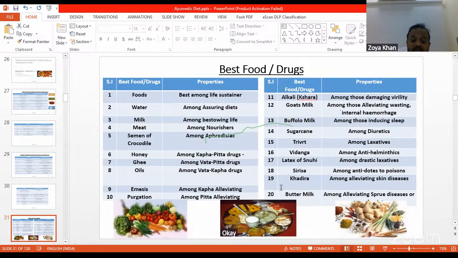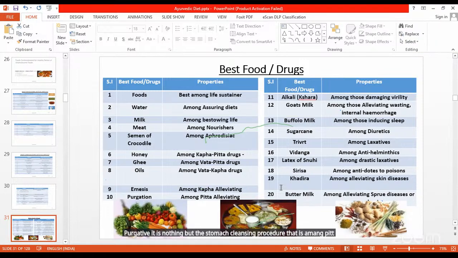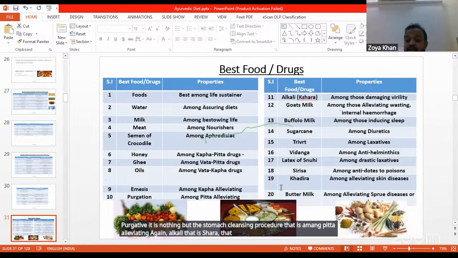Okay, sorry, honey is among kapha pitta drugs. Ghee is among vata pitta drugs. Oils are among vata kapha drugs. Emesis is among kapha alleviating; emesis is nothing but a vomiting procedure. Purgative is nothing but the stomach cleansing procedure, that is among pitta alleviating. Again, alkali, that is shara, is among those damaging virility.